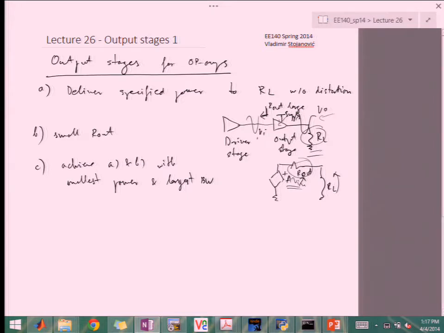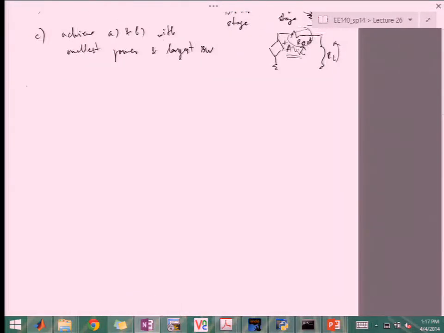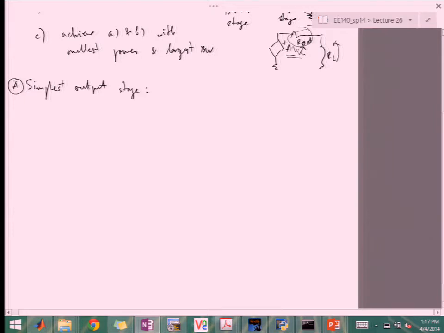Of course, simplicity and efficiency are not always nicely aligned, so we'll see that the simplest topologies are actually not the best performing. So let's say a simplest output stage. Anybody have an idea what a simple output stage could be? Voltage follower, okay, good. So in bipolars, how do we call that? Okay, yeah, or emitter follower. So we'll have emitter follower.